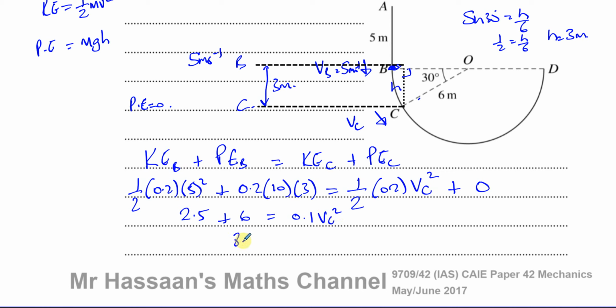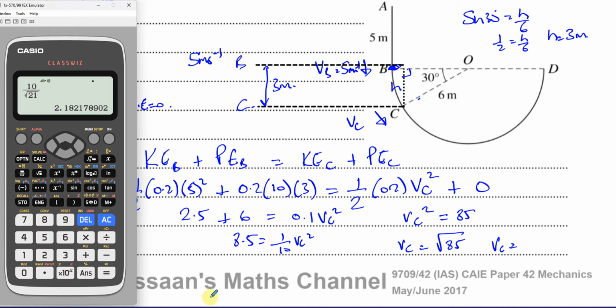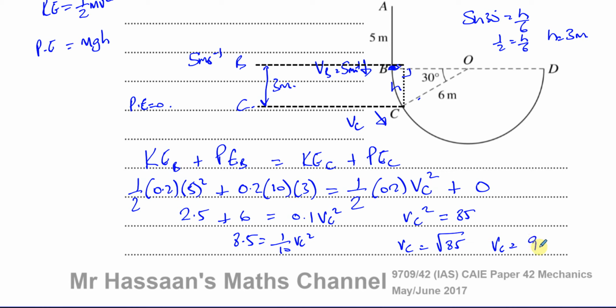So I end up with 8.5 equals 1 over 10 VC squared. 8.5 times 10 is 85. So I'm left with VC squared equals 85, so VC is equal to the square root of 85. Okay, so I can write that to 3SF. The square root of 85 gives us 9.22 meters per second. That's the velocity at C.